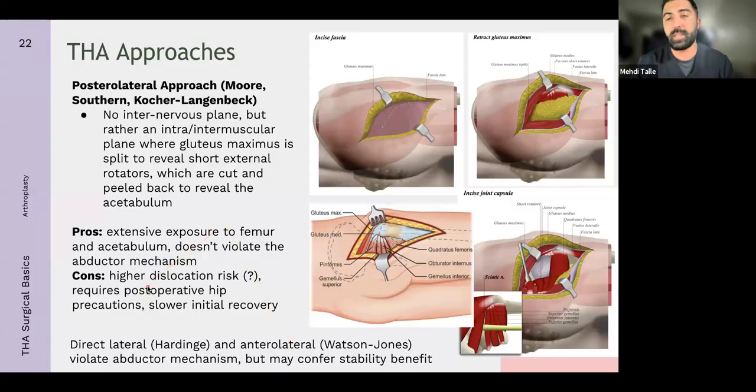As a con, again, classically, this has been shown to have a little bit higher of a dislocation risk, although I think more modern literature and approaches have mitigated that. The post-op hip precautions for posterolateral hips are a little bit more rigid than the anterior ones. And then, because it's a bigger dissection and you're going through muscle a little bit more, they can have a slower recovery early on. And as mentioned, with the direct lateral and anterolateral approaches, you're going through the abductors, which can have some issues, but classically, these have been shown to actually have some of the lowest dislocation risks postoperatively.